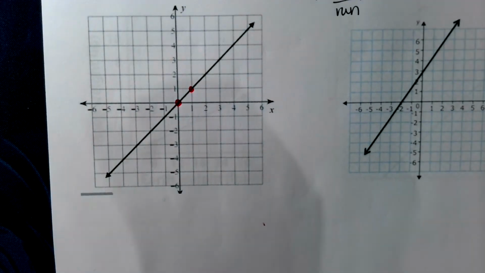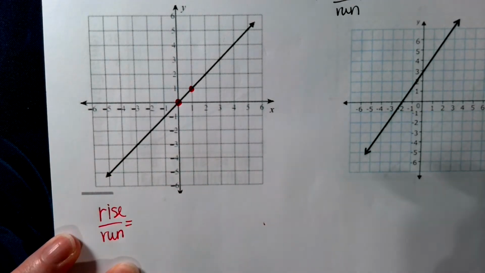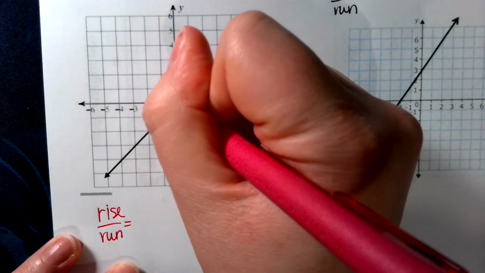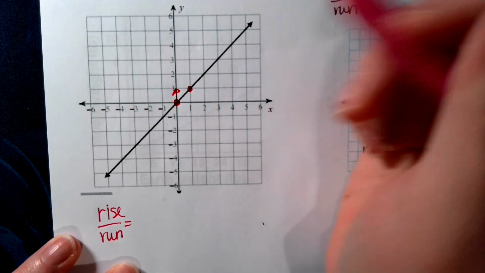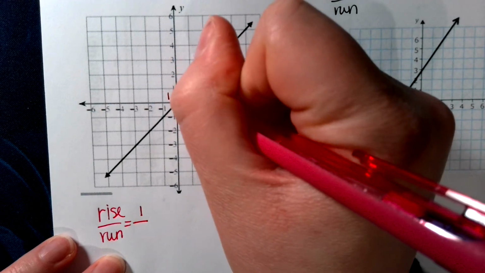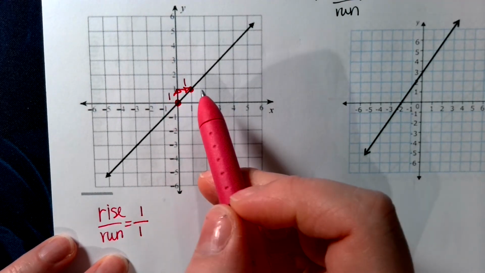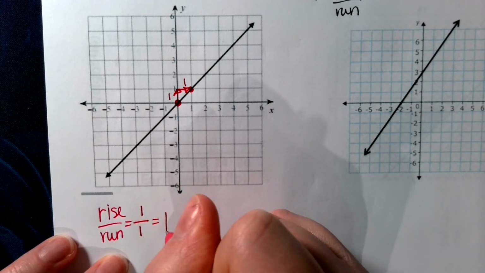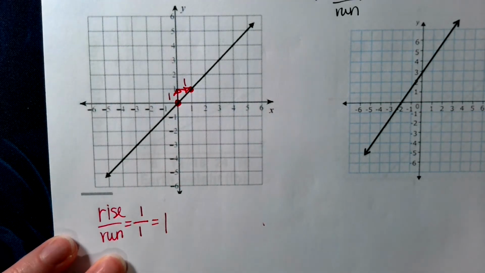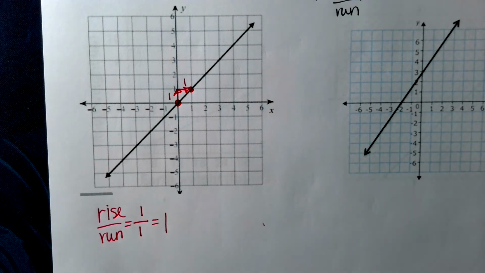So again, what we want to do is use our rise over our run and plug in how far we moved. We rose 1, and we ran 1. Our rise was 1, our run was 1. That simplifies to 1. Keep in mind, it does not matter which points you pick.